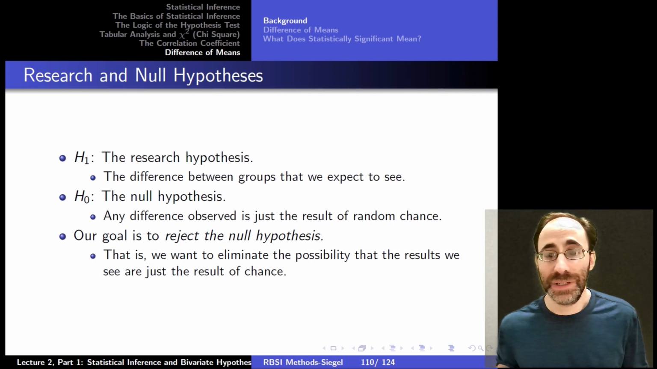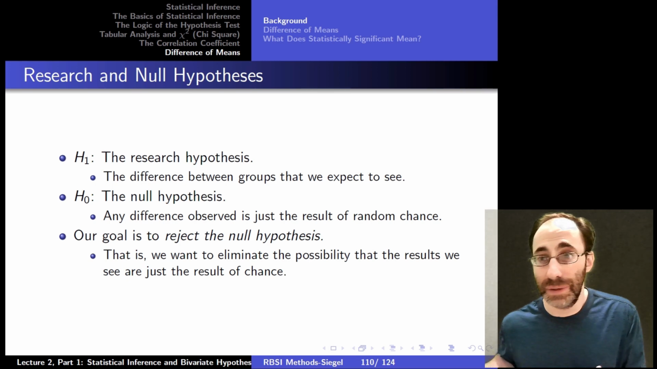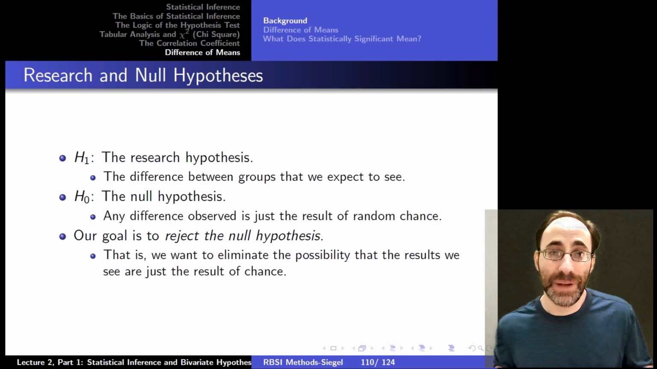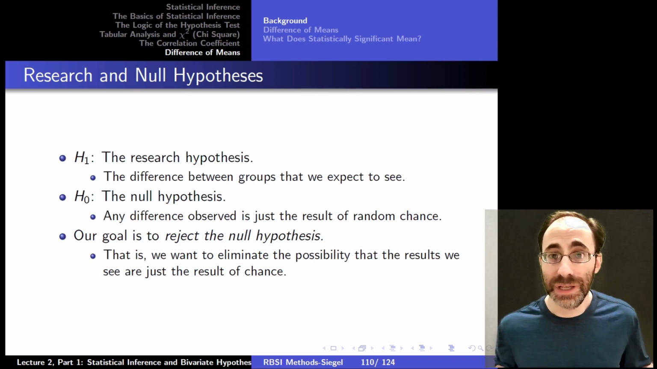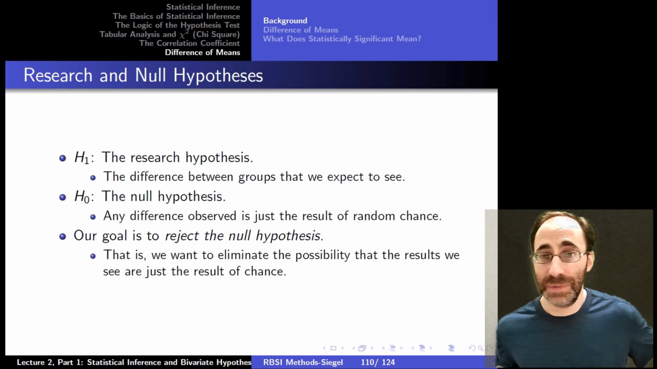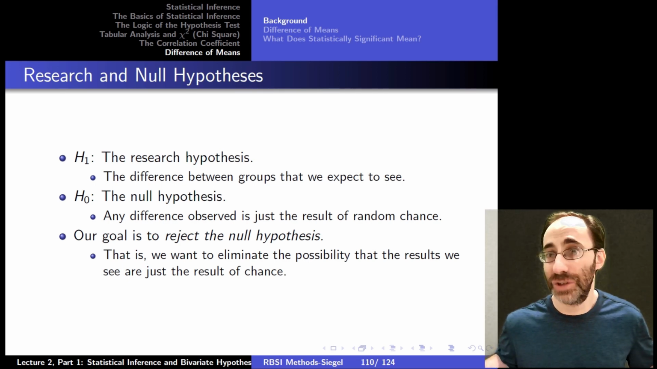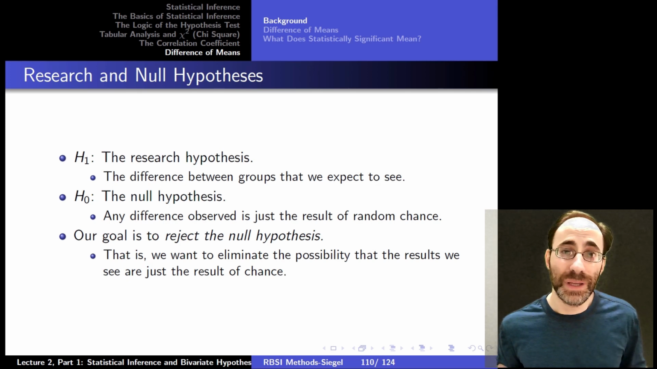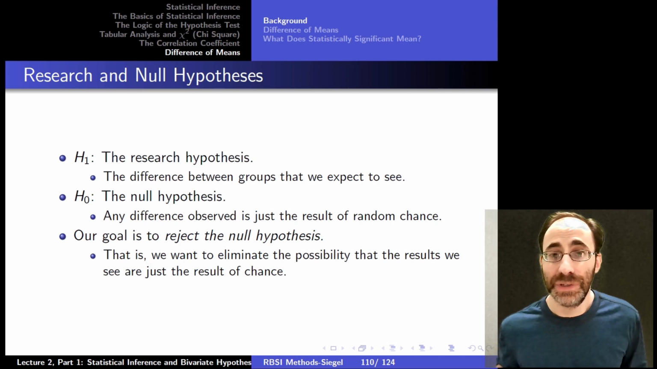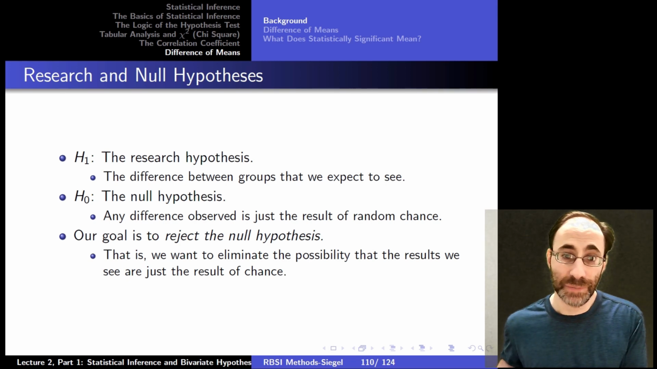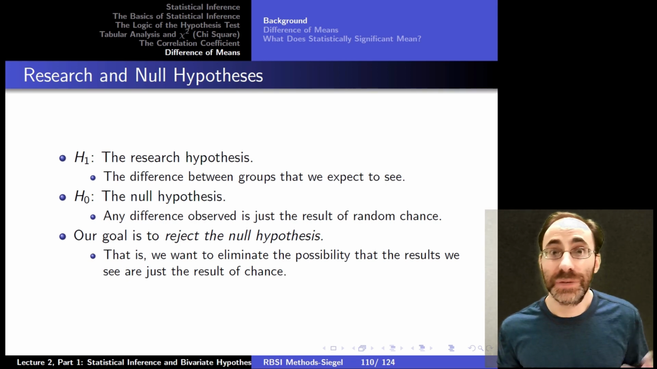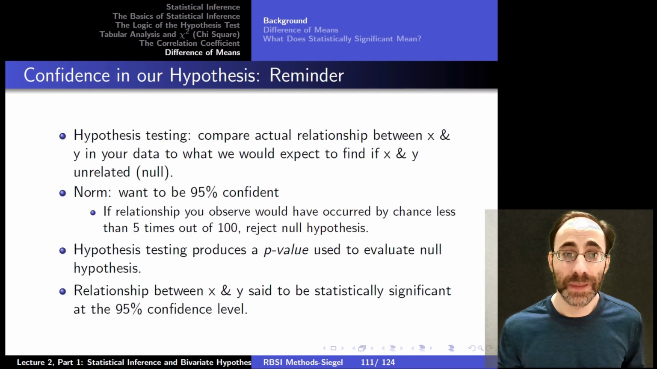In the case of medical treatment, it's pretty straightforward. The research hypothesis is the medicine works, the treatment works, and the group who had the treatment will have better outcomes than the group who did not have the treatment. The null would be there's no difference between the groups, which suggests the treatment didn't produce a different outcome than the control group. Our goal, as usual, is to reject the null hypothesis and eliminate the possibility that the results we saw were just due to random chance.